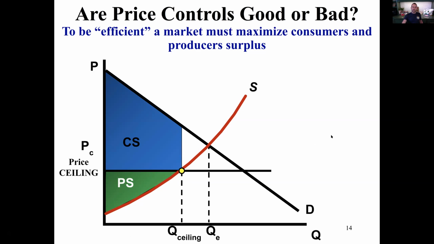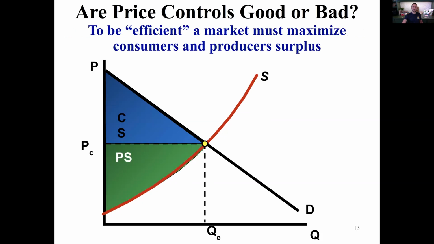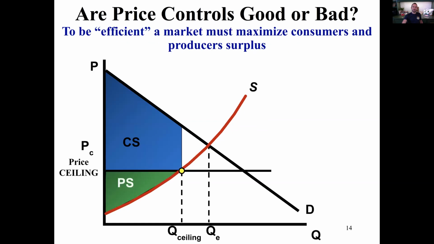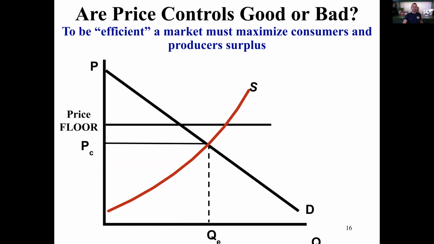And you can see that before the intervention, your total surplus was the blue and green. After the intervention, your total is just that blue and green. And so the lost surplus as a result of the price control is your inefficiency in the market, which we call deadweight loss, okay? So when it comes to price floors, that's a binding price floor.